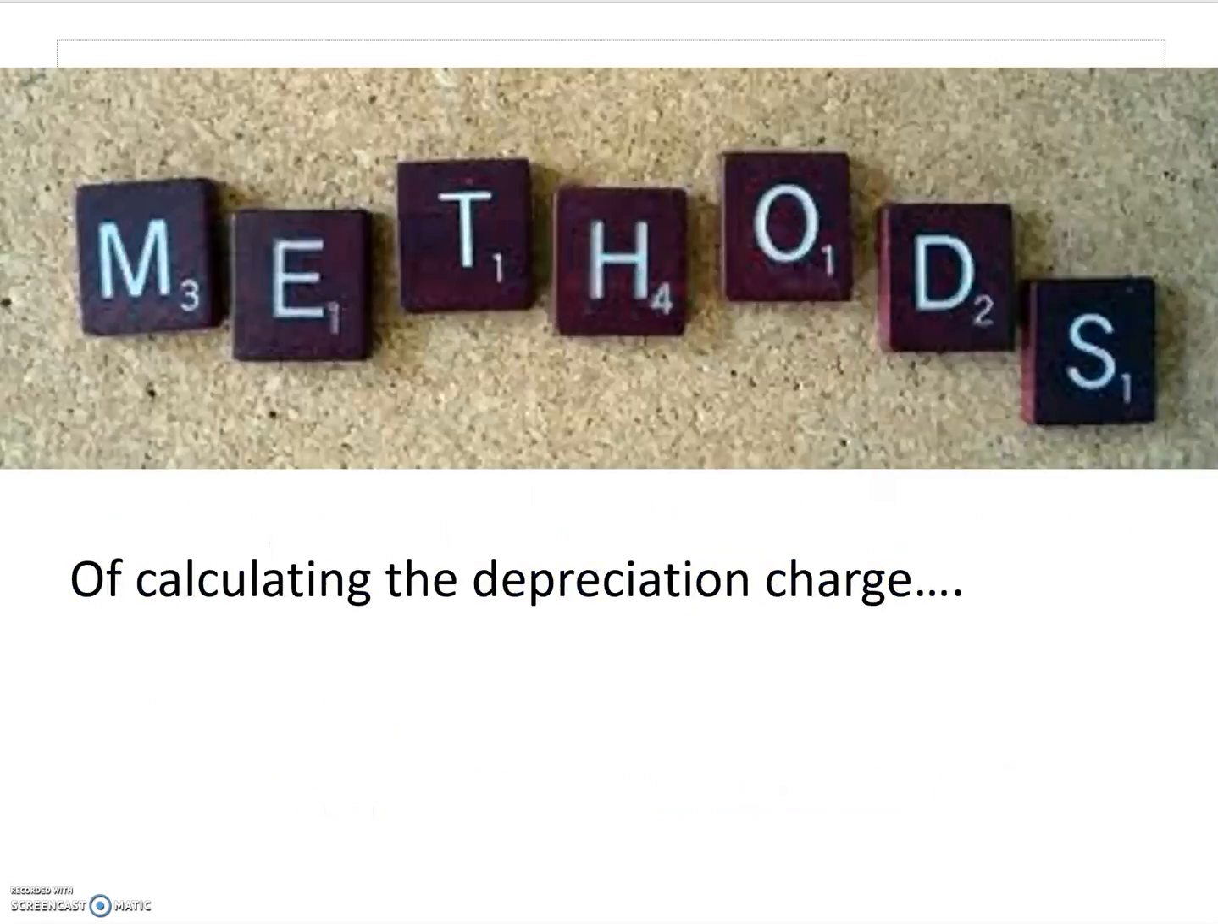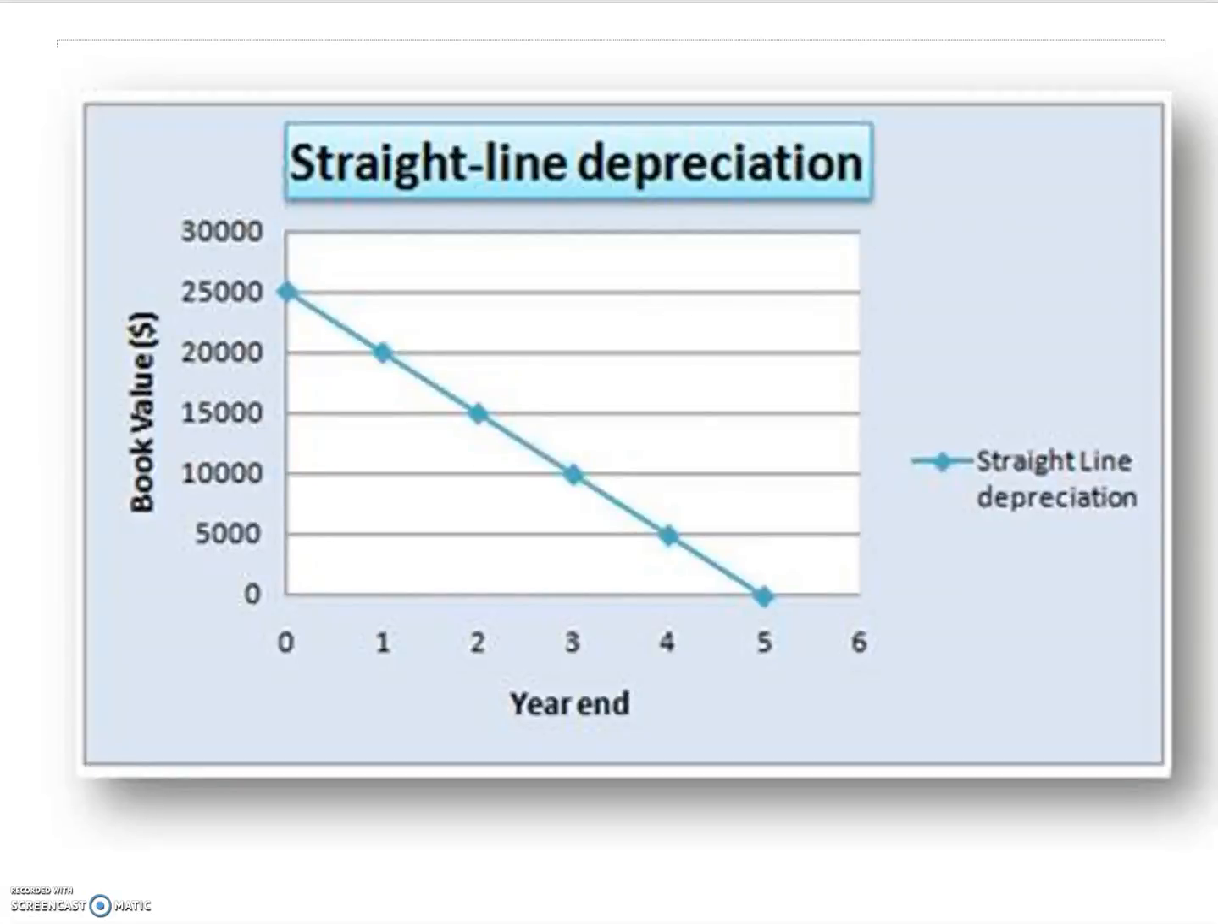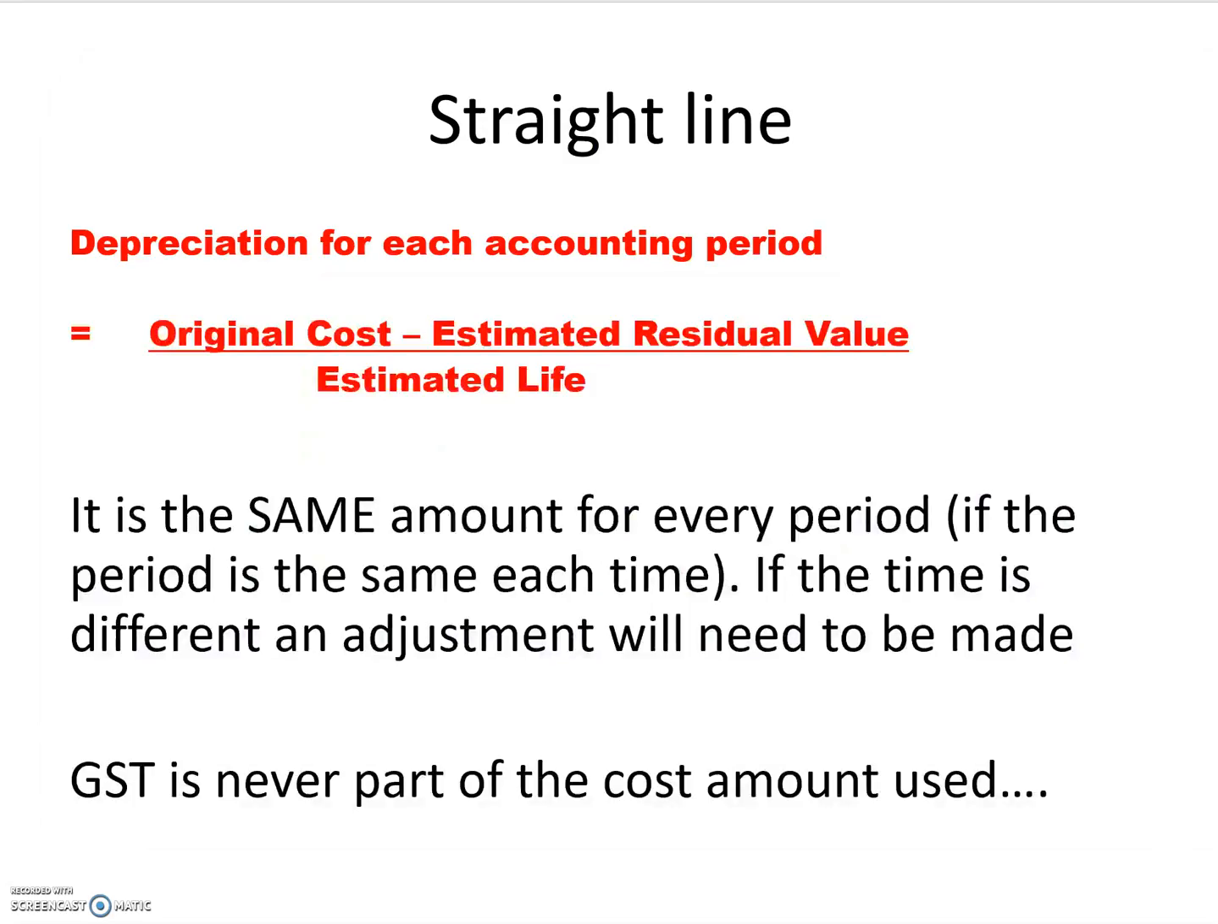Okay, now there's two methods we're going to look at to understand how to calculate depreciation charges. So the first one's called straight line depreciation. So this is how we work out straight line depreciation. So the depreciation for every accounting period, and remember that's usually a year, is calculated by finding the original cost minus the estimated residual value divided by the estimated life, the estimated useful life.